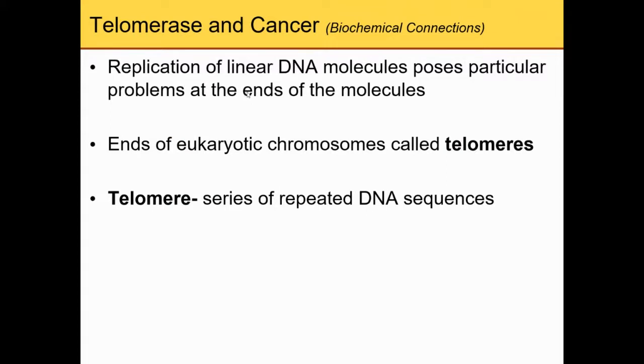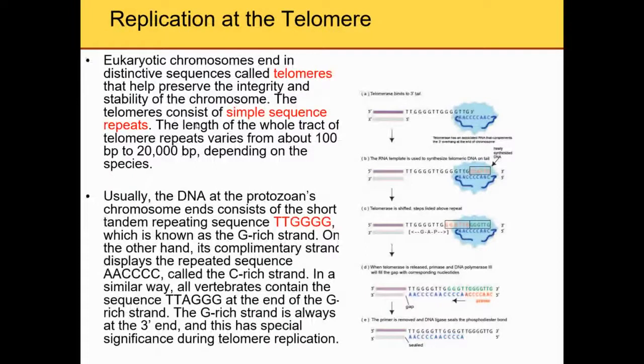And the telomere. It is important to know that for the eukaryotic cell with a linear chromosome, the end of the chromosome has a region called a telomere, because a telomere is a series of repeated DNA sequence that can give the polymerase a signal to terminate the replication. The telomere basically is a simple sequence repeat. It can vary from 100 base pairs to 20,000 base pairs. It's a short tandem repeating sequence like TTGGG, like TTGGGG.